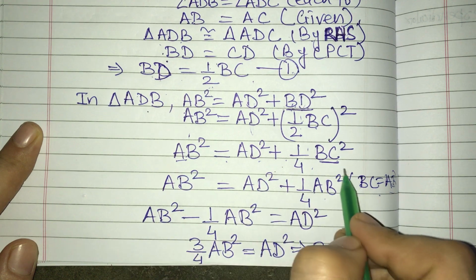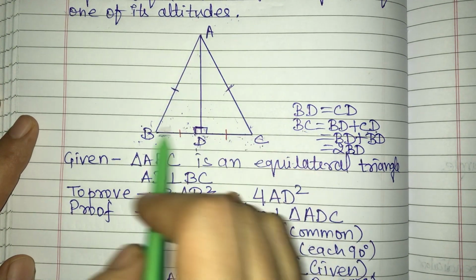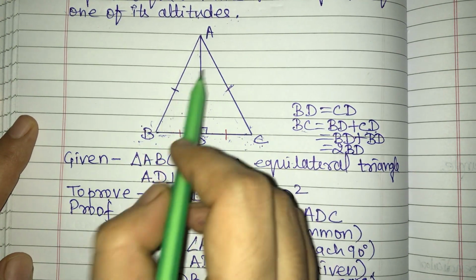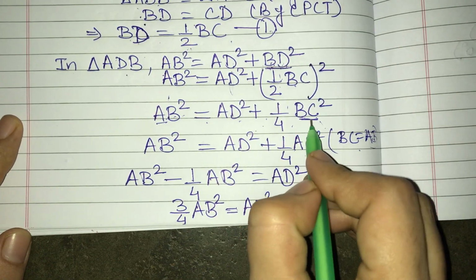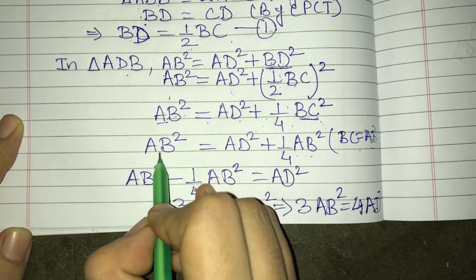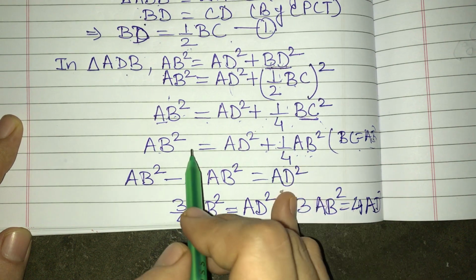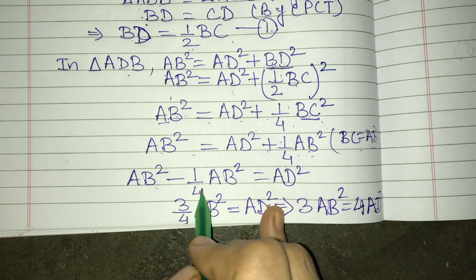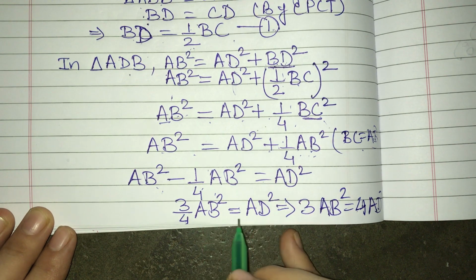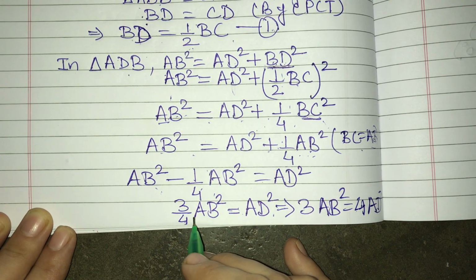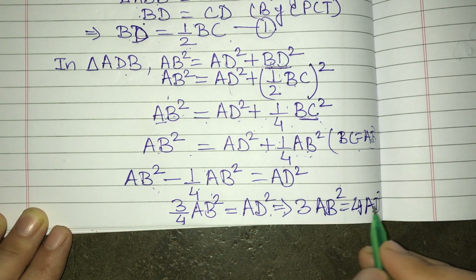Now AB and BC are both equal sides, because we have an equilateral triangle. So AB equals AC equals BC. So I am just replacing this side BC by AB. So AB square equals AD square plus 1 by 4 of AB square. Now take this to the left hand side. So we get AB square minus 1 by 4 AB square equals AD square, and this becomes 3 by 4 of AB square equals AD square. Finally, we got 3 times AB square equals 4 times AD square.